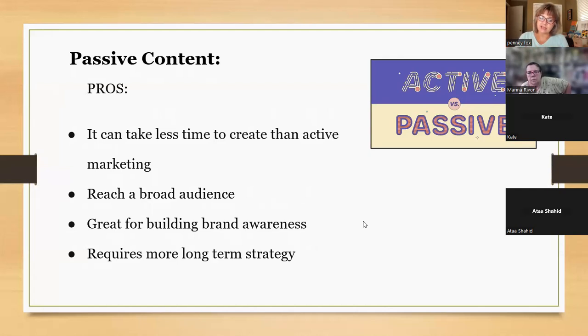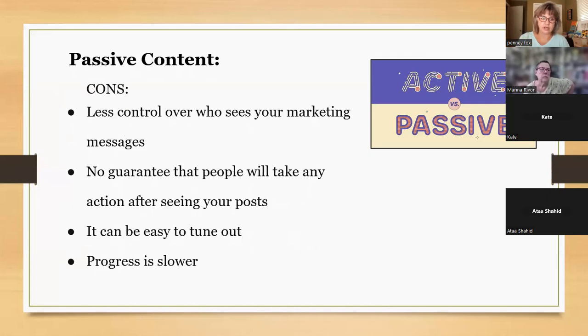And the pros of passive content is it definitely takes less time to create than active marketing content. It can reach a broad audience, like if you're using billboards, if you're using radio ads, you're going to reach more people than you would that you're trying to speak to, let's say on LinkedIn. It's great for building brand awareness, but the thing about passive content is it definitely requires a more long-term strategy. This is not something that you are going to see immediate results for. And the cons about passive content is you basically have less control over who sees your marketing message.